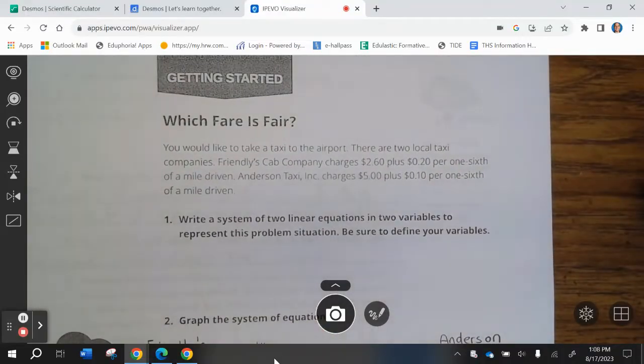Which fare is fair? You would like to take a taxi to the airport. There are 2 local taxi companies. Friendly's Cab Company charges $2.60 plus 20 cents per 1/6 of a mile driven. Anderson Taxi Inc. charges $5 plus 10 cents per 1/6 of a mile. All right. So first off, we're going to write the system of equations.